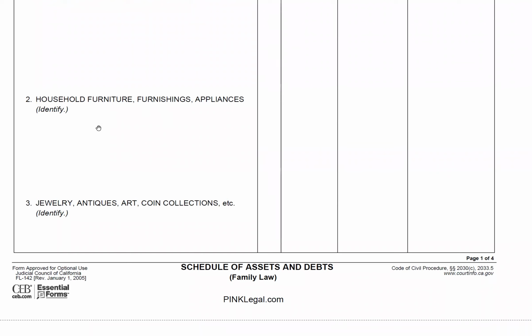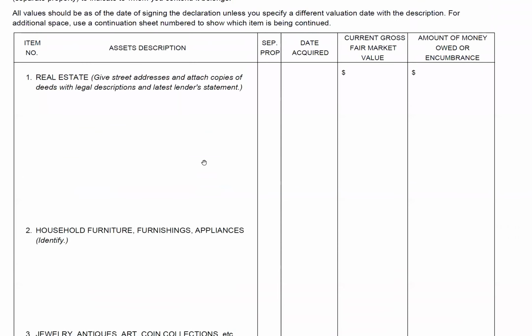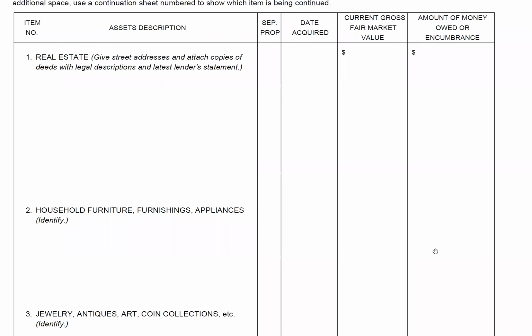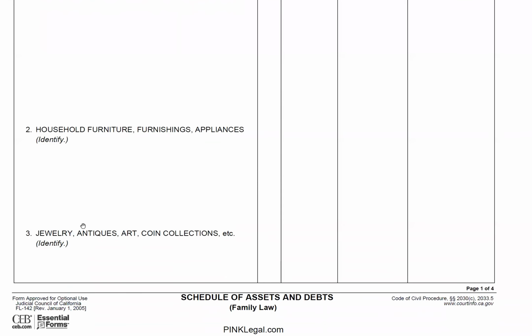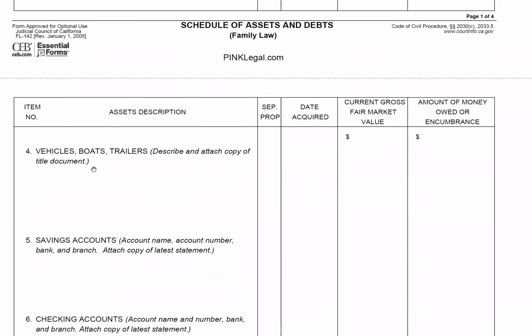Household furnishings, you can just put miscellaneous household furnishings, or you can list all of your items. Again, if it's separate property, you want to put a P or an R for petitioner or respondent, the date acquired, gross value, or kind of rough estimated value, and if you owe any money. Same thing with jewelry, art, coin collections, vehicles.